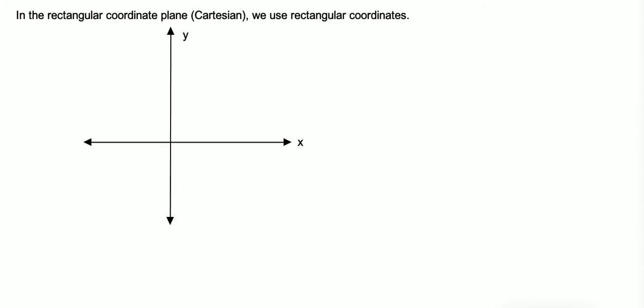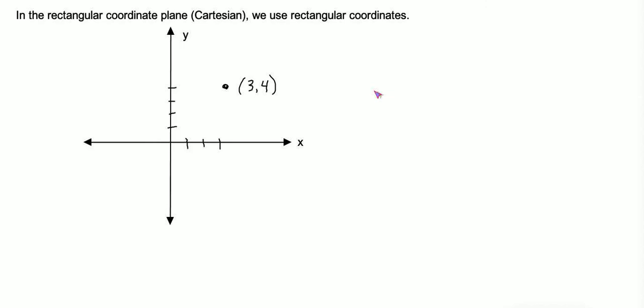Let's go back to rectangular coordinates. We're going to plot points in the rectangular coordinate system, sometimes called the Cartesian coordinate system. To do that, we want to know how far to the right we're going to go. So let's just look at an example that's familiar. Let's say we're going 3 to the right and 4 up. That's the point (3, 4) in the rectangular coordinate system.